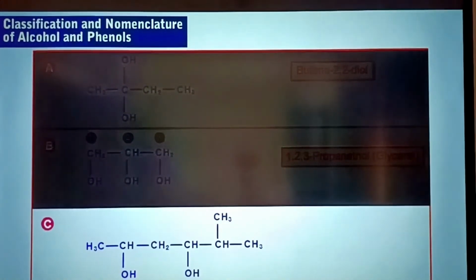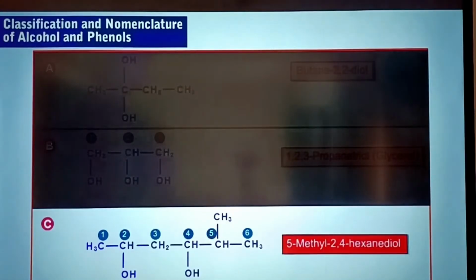Molecule C has a carbon backbone containing 6 carbon atoms. Counting from the right, there are hydroxyl groups at carbon 2 and 4 and a methyl group at carbon 5. It is 5-methyl-2,4-hexane-diol.